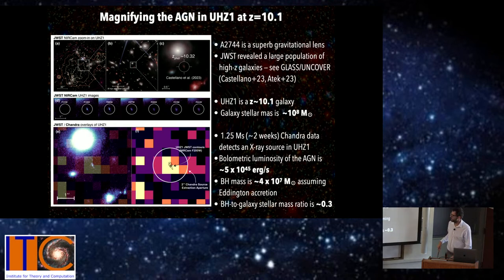If we analyze the X-ray data, we find the bolometric X-ray luminosity of the AGN is roughly 5 times 10 to the 45 ergs per second. If you assume that it accretes at Eddington, then the corresponding black hole mass is roughly 10 to the 7, 10 to the 8 solar masses. So if you look at the stellar mass of the galaxy, 10 to the 8, and the black hole mass, roughly 10 to the 7, 10 to the 8, you find that the black hole to galaxy stellar mass ratio is an astonishing 0.3. This is 2-3 orders of magnitude higher than what we see in the local universe, where the black hole to galaxy stellar mass ratio is typically 0.1-0.2%. So this is very, very high.